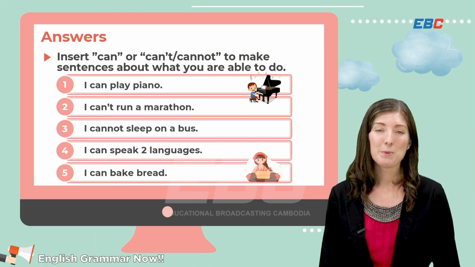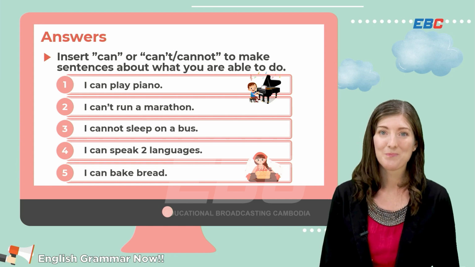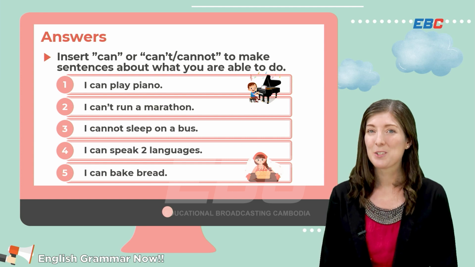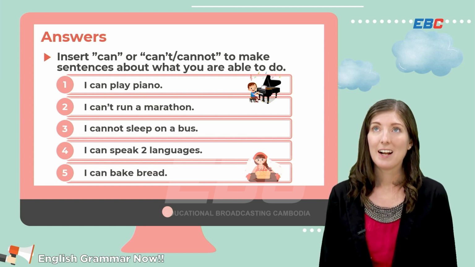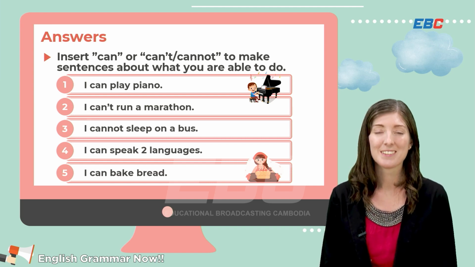Here's some example sentences about what I can or can't do. Number 1, I can play the piano. I learned when I was a child. Number 2, I can't run a marathon. I think that would be very difficult.